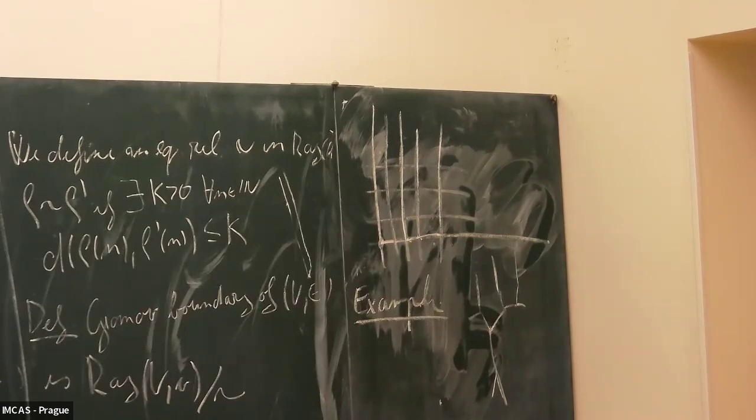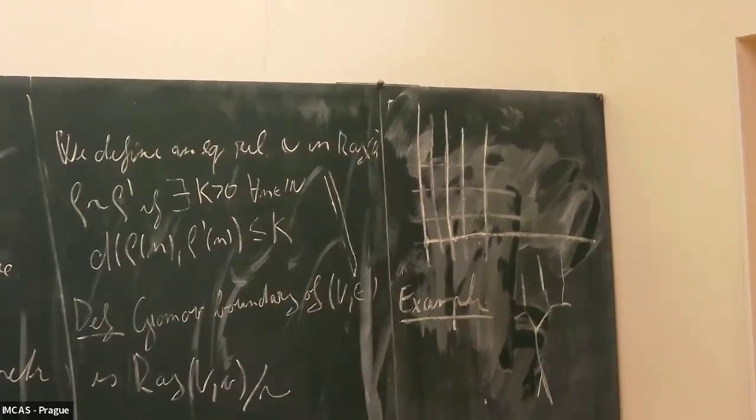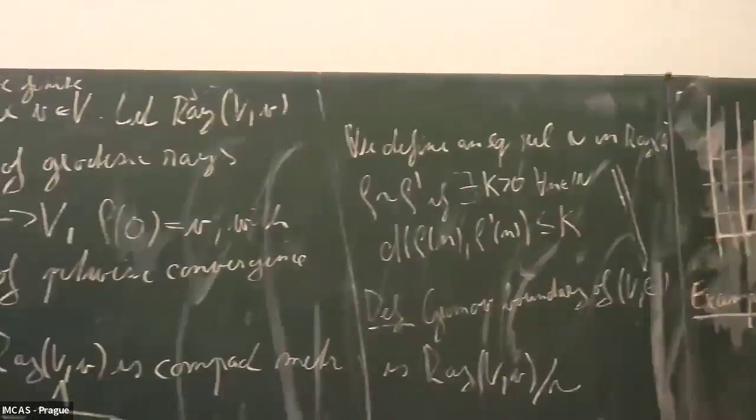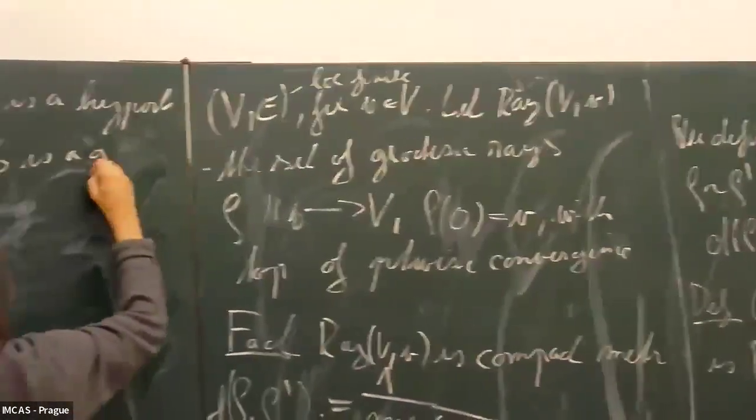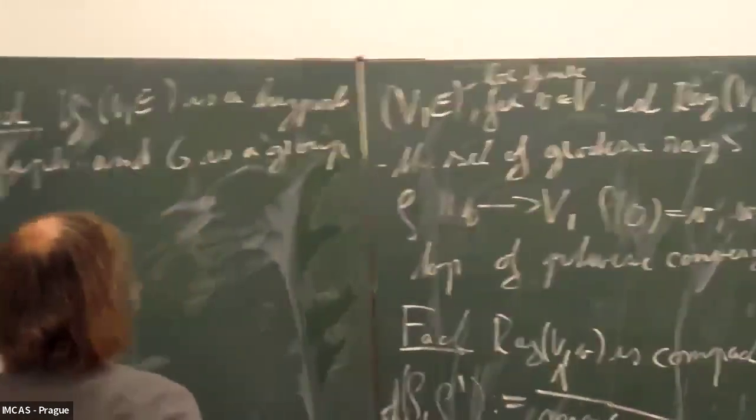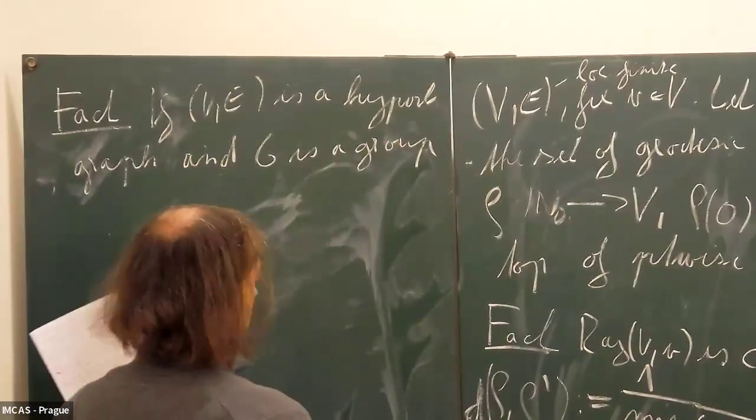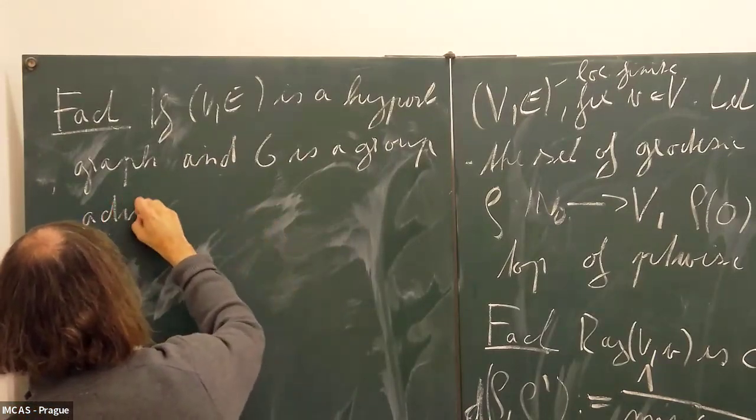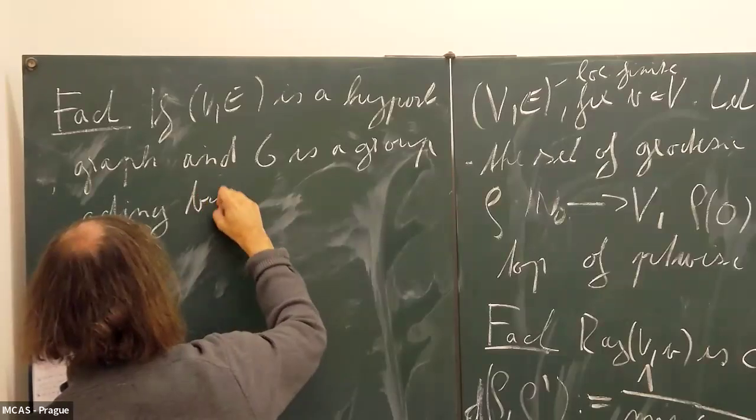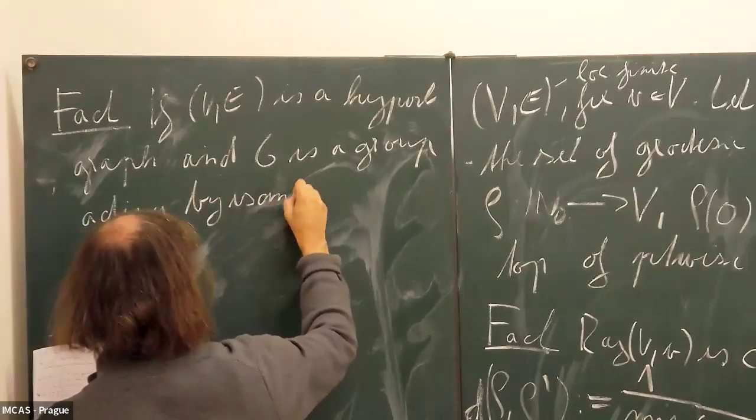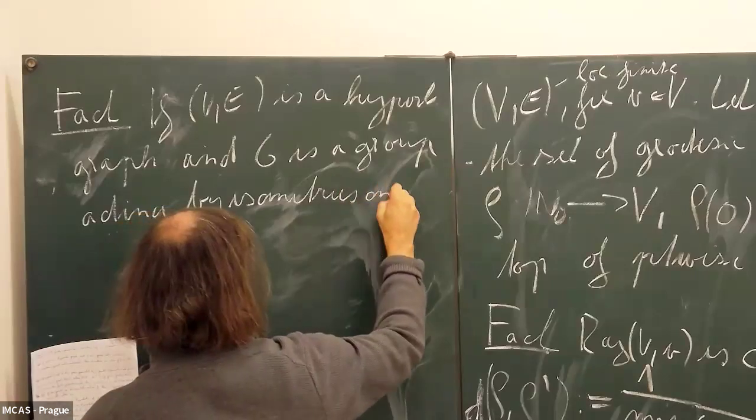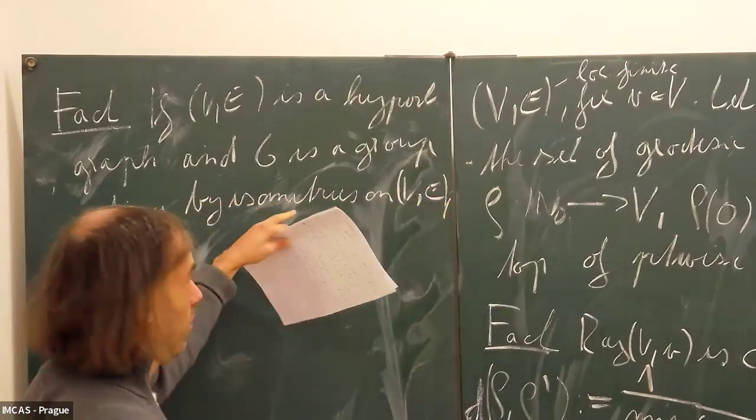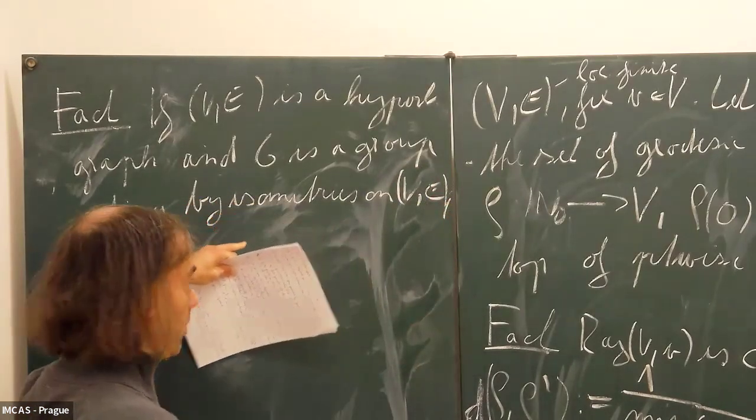With a hyperbolic graph, and G is a group which acts on this graph by isometries. Group acting by isometries, then this action extends by homeomorphisms to the boundary.